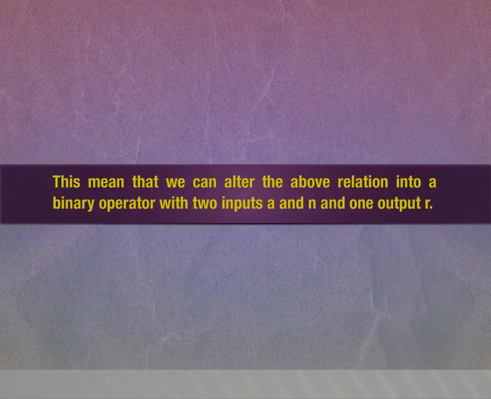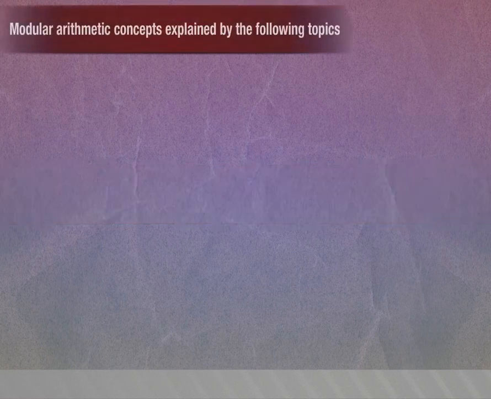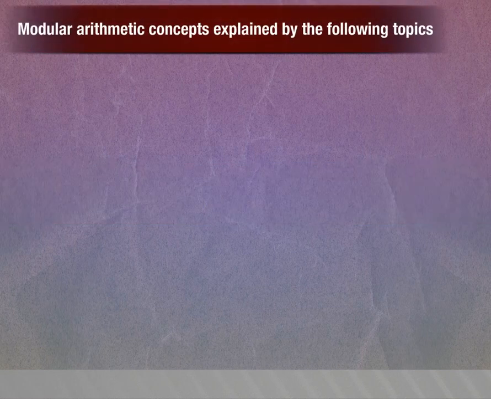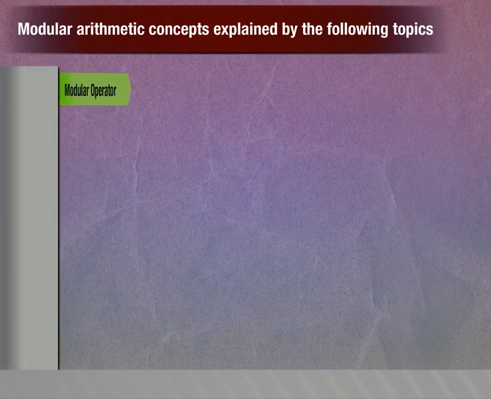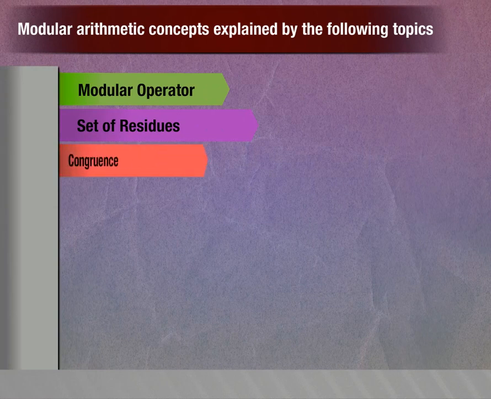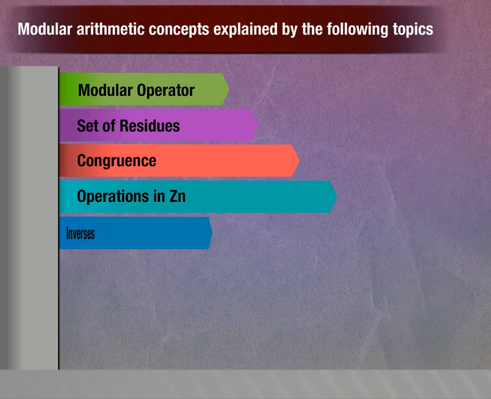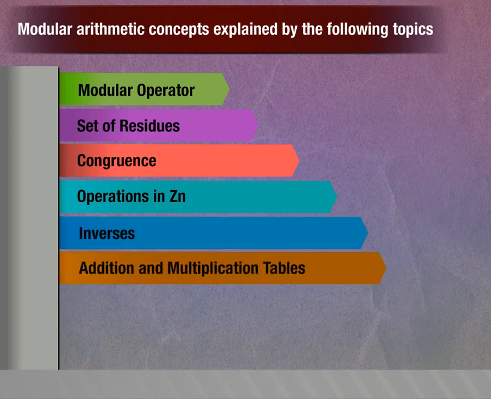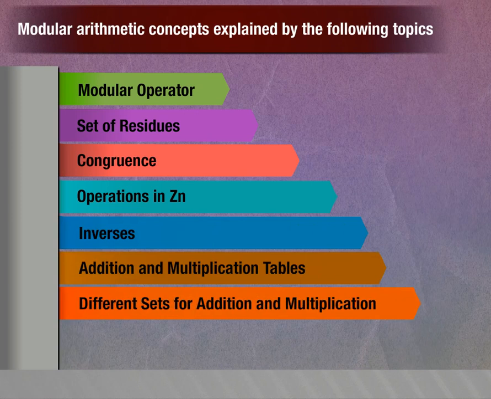This means that we can change the above relation into a binary operator with two inputs A and N and one output R. Modular arithmetic concepts are explained by the following topics: modular operator, set of residues, congruence, operations in Zn, inverses, addition and multiplication tables, different sets for addition and multiplication, and two more sets.